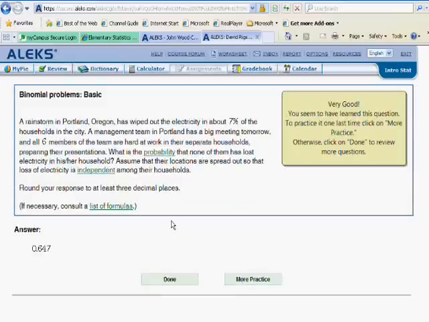Let me show you one last shortcut that we can do using the ALEKS calculator. So let me take a minute here and show you this. This is kind of neat. And you're going to use this binomial probability button here on the more advanced problems, the binomial advanced. But let's take a look.